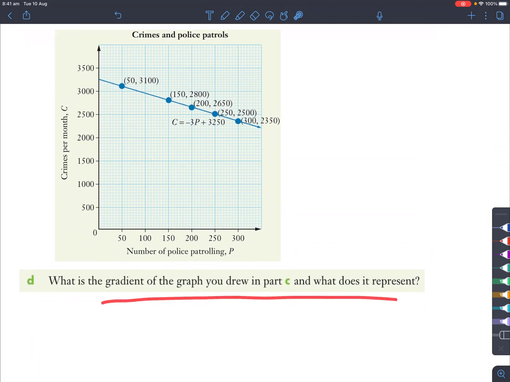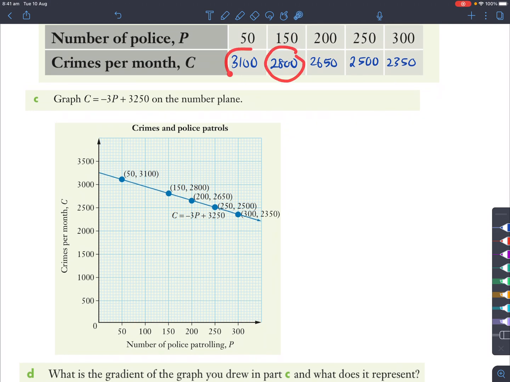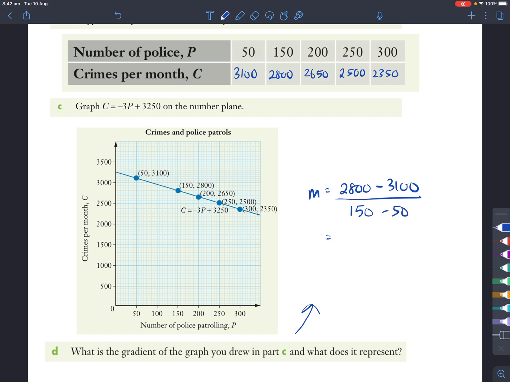What is the gradient of the graph you just drew in part C, and what does it represent? The gradient you can find just by getting y2 minus y1 over x2 minus x1. So we can go ahead and do that. We can get 2,800 minus 3,100 first. I'll do that right here so you can see it. So m equals 2,800 minus 3,100 over 150 minus 50. If I do that on my calculator, I get negative 3.